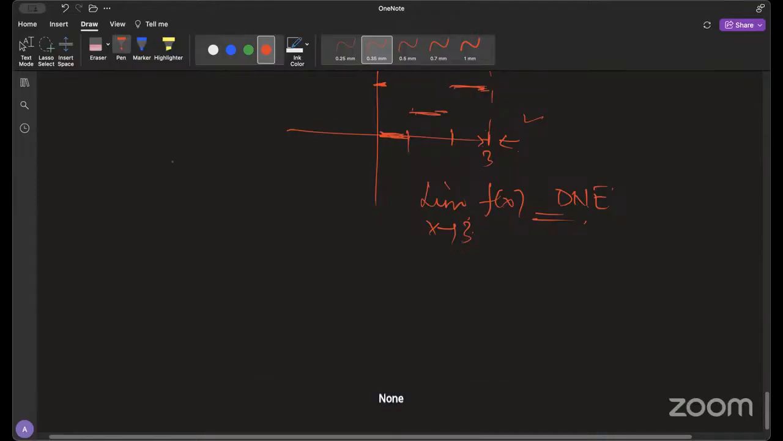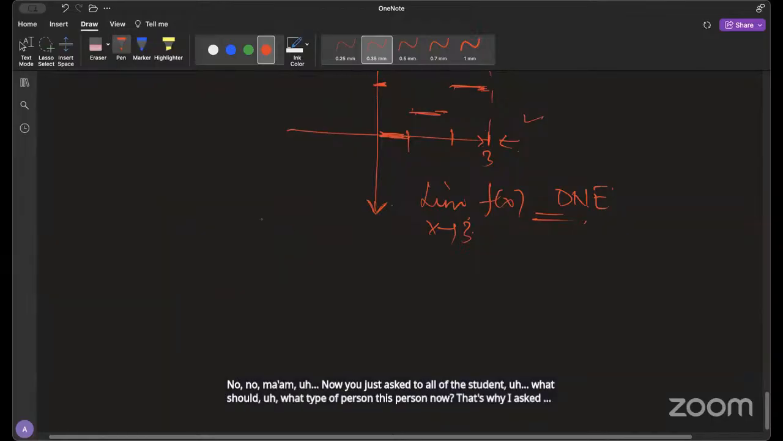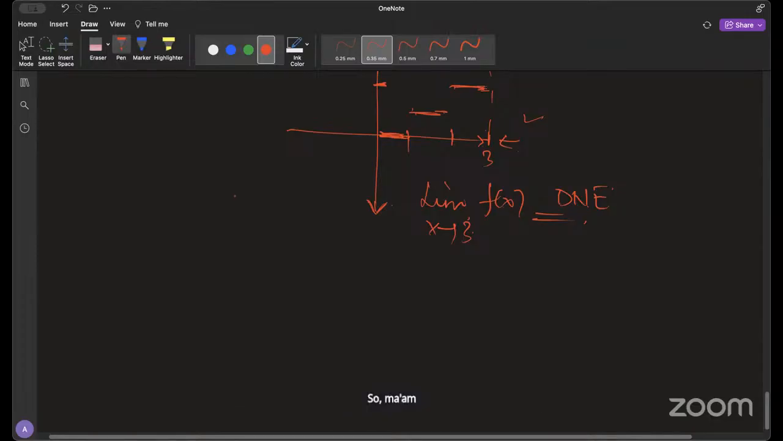No, ma'am, you were asking now whether we should solve some practice or example. No, what are you trying to get at? Ma'am, you just asked all of the students what type of question to discuss now. That's why I asked again.